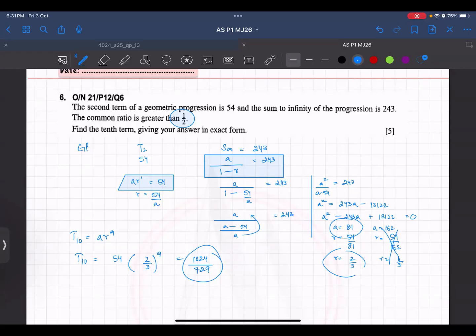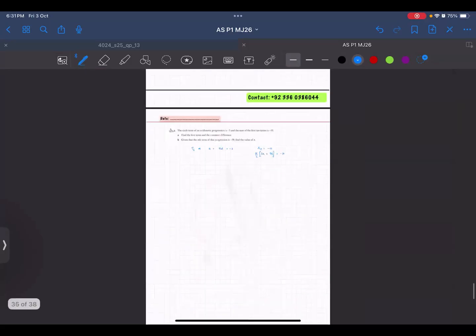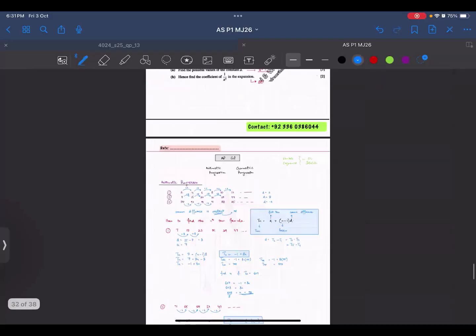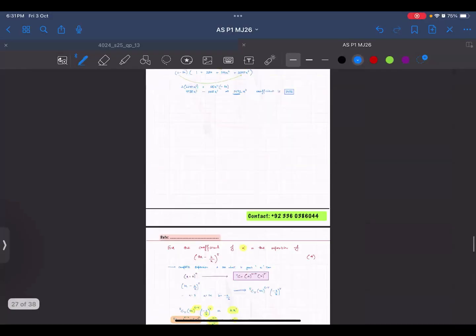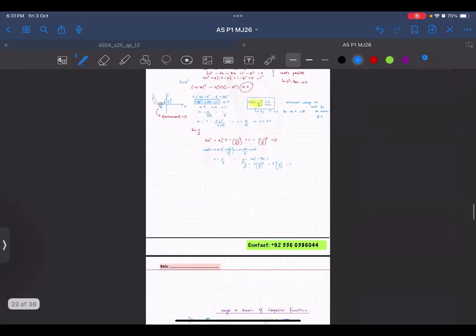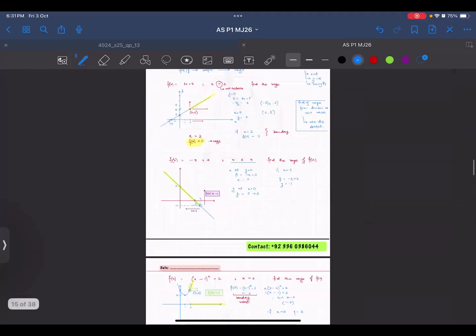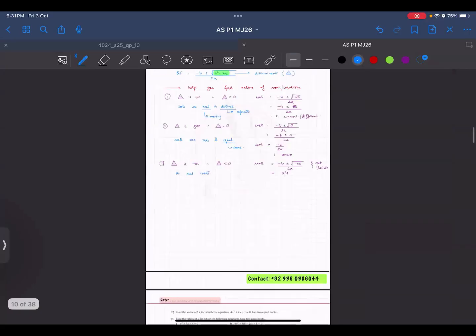We are done with functions. We are done with quadratics. We are done with expansion, binomial expansion. So many topics done for us. So start preparing. Quadratics as well done.